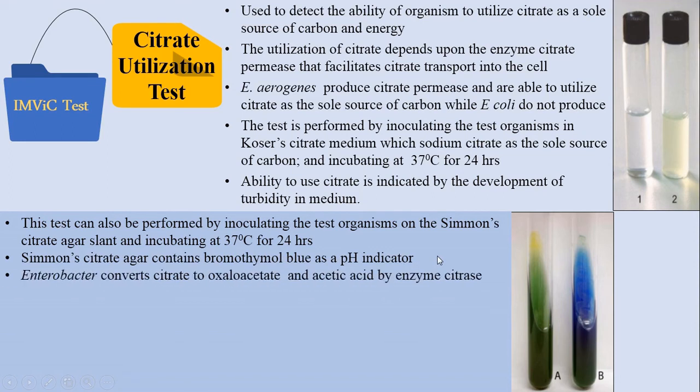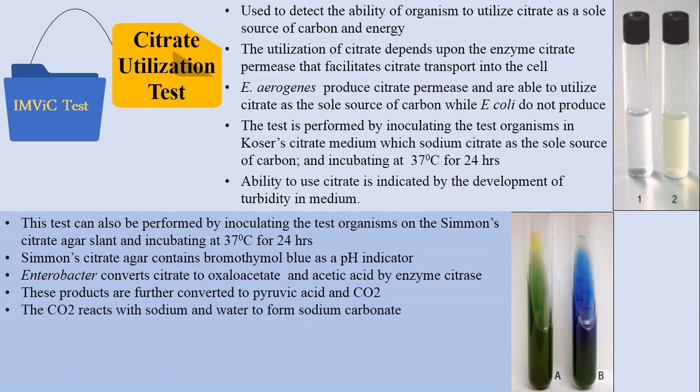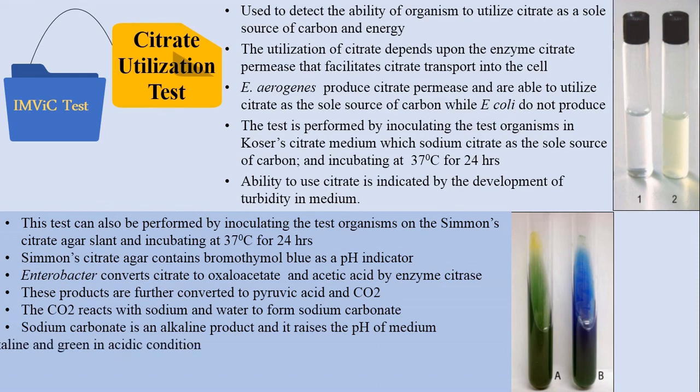The organism Enterobacter aerogenes converts citrate that is present in this medium to oxaloacetate and acetic acid by the enzyme citrase. These products are further converted to pyruvic acid and CO2. The CO2 released in the medium reacts with the sodium and water, which results in the formation of sodium carbonate. The produced sodium carbonate is an alkaline product and therefore it raises the pH of the medium. That means pH becomes alkaline.